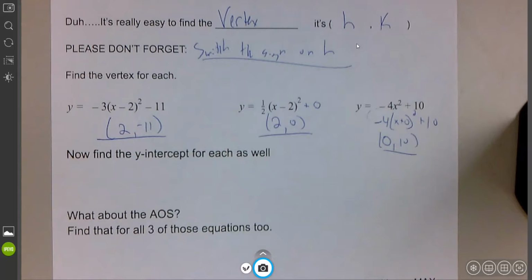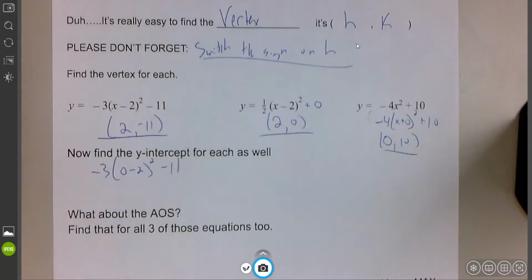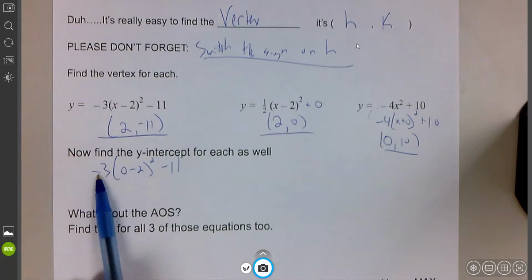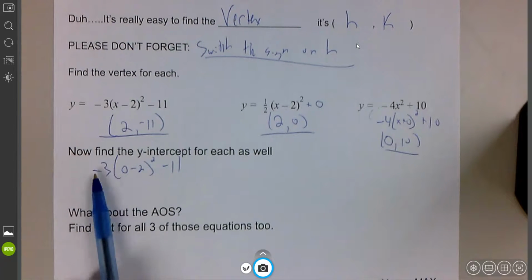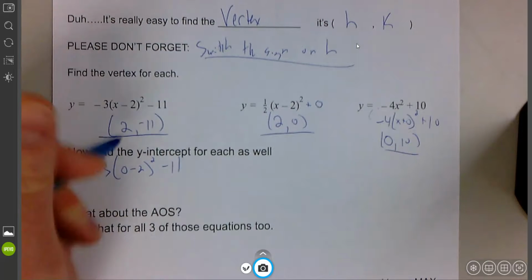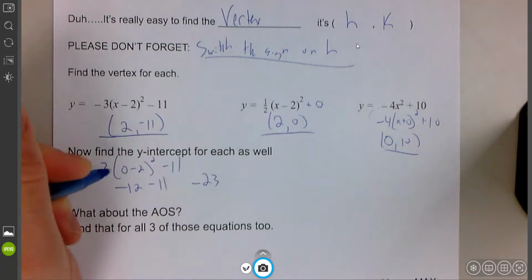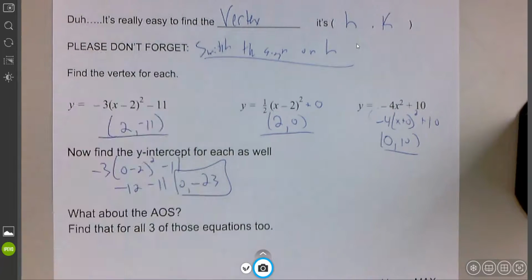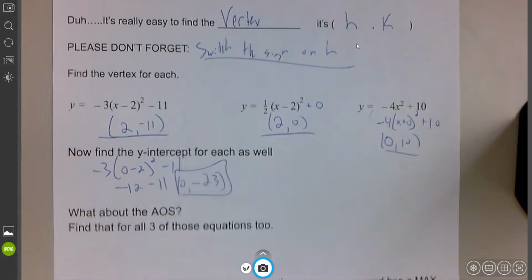I will do one of them. Plugging in a 0 for x. Let's go to the first one. -3. I'm taking the x out, and I'm putting a 0 in its place. You can use a calculator. I can use Desmos. 0 minus 2, -2. Squared comes next. That would be 4 times -3, -12. -12 minus 11 is -23. Our y-intercept would be 0, -23. You could just write -23 too. I won't be picky. Go ahead and find the y-intercepts for those other 2, please.